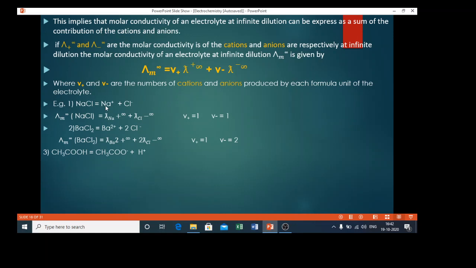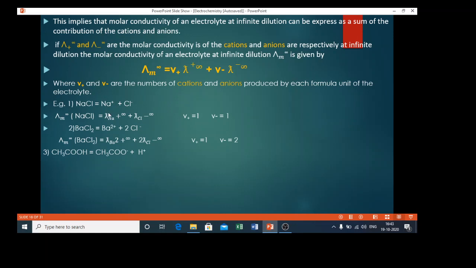Sodium chloride ionizes as Na plus and Cl minus. Therefore, lambda m infinity of sodium chloride is equal to lambda Na plus infinity plus lambda Cl minus infinity, since two ions are formed: the cation Na plus and the anion chloride. Here V plus, the number of Na plus ions, is equal to 1, and V minus is equal to 1.